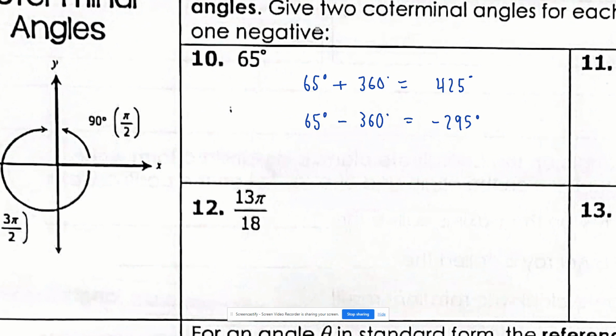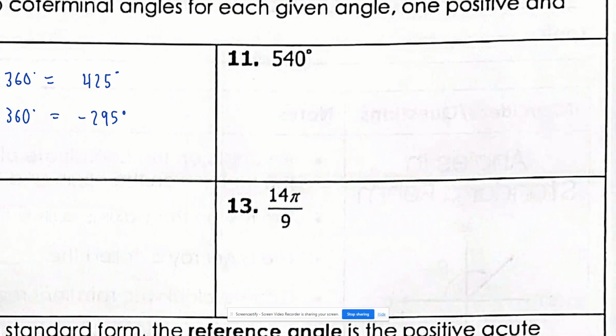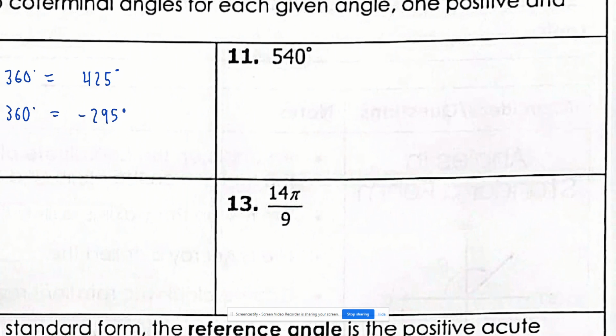They're all in quadrant 1. I guarantee it. All of them. They're in the same spot. All in quadrant 1. Okay? So, number 11. Number 11, I would actually not even add 362.